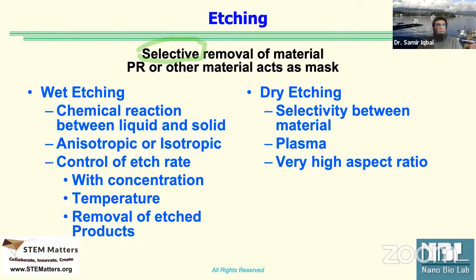And I told you before, we use buffered hydrofluoric acid for that, BHF, right? So BHF is an etchant for SiO2, and it doesn't etch Si, right? Everybody agrees with me there?